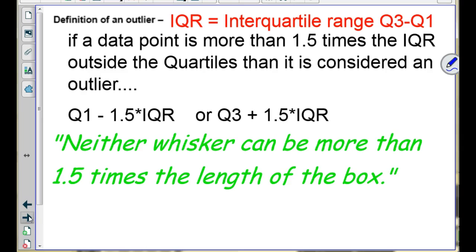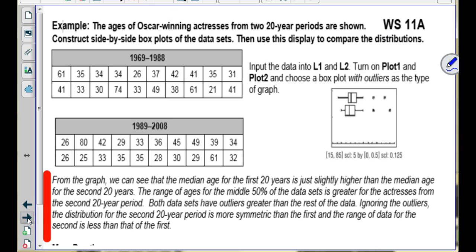Good question. All right, interquartile range we talked about yesterday. It is just the length of the box. And then it talks about how to find an outlier, but we did that yesterday. So I am moving on to talk quickly about this at the top of 11A. And I'm not going to make you type all these in.